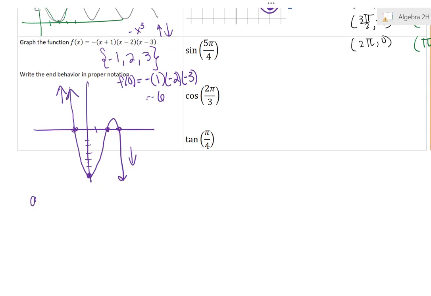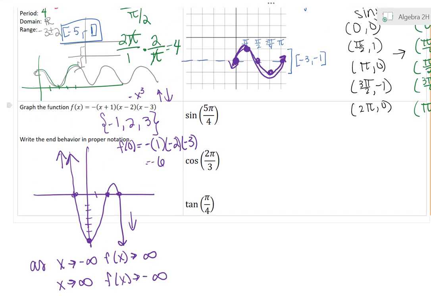Write the end behavior in proper notation. So let's just say right here, as x approaches negative infinity and as x approaches positive infinity. Remember, this negative infinity is just saying what's happening on the left. This positive infinity is just saying what's happening on the right. F of x goes to positive infinity, and f of x approaches negative infinity because my y values get really, really big on the left-hand side and really, really small on the right-hand side.